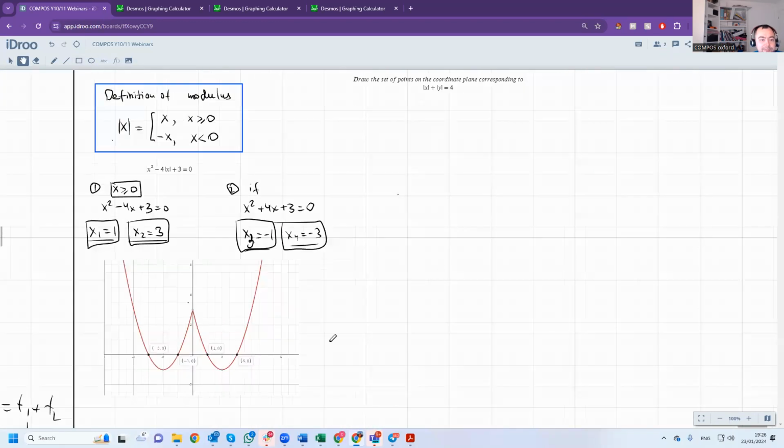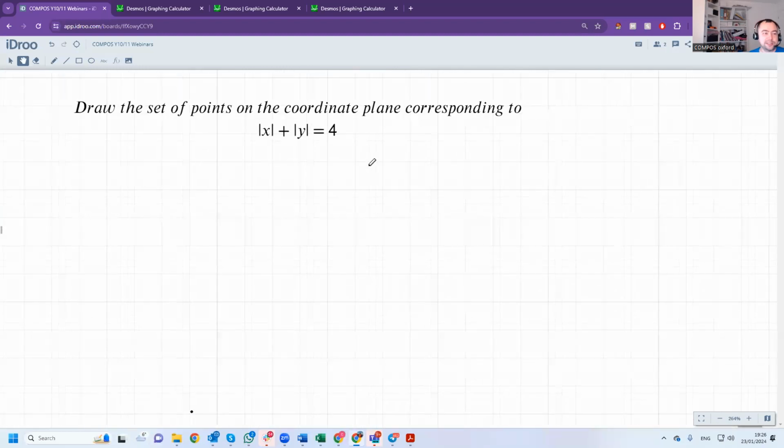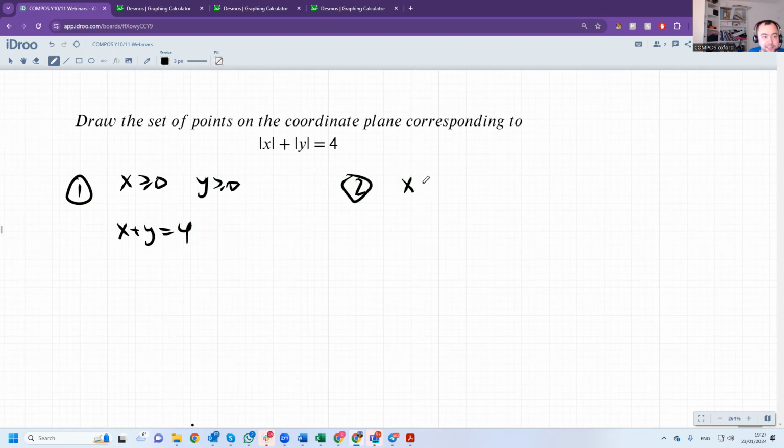Right, and very quickly, finally, draw the set of points of the coordinate plane corresponding to this. So we have two moduli, and so we have 4 cases. Case 1 is both of them are positive, x positive, y positive, and that becomes x plus y equals 4. Second case, if x is positive and y is negative, it becomes x minus y equals 4.